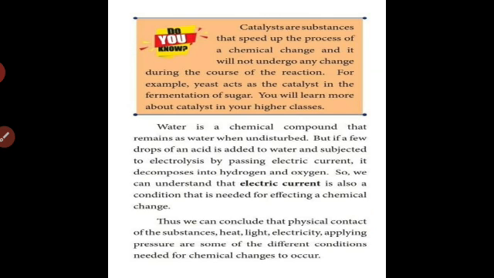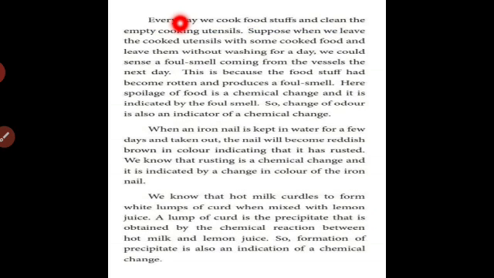Next, every day we cook foodstuffs. My mummy prepares many foodstuffs at home. So after they cook, they clean the empty cooking vessels. Suppose they do not clean the vessels for one or two days, they can notice some foul smell. That foul smell is nothing but a chemical change, the spoilage of the food. We could sense a foul smell coming from the vessel the next day. This is because the foodstuff had become rotten and produces a foul smell. Here spoilage of food is a chemical change and it is indicated by the foul smell. So change of odor is also an indicator of a chemical change.